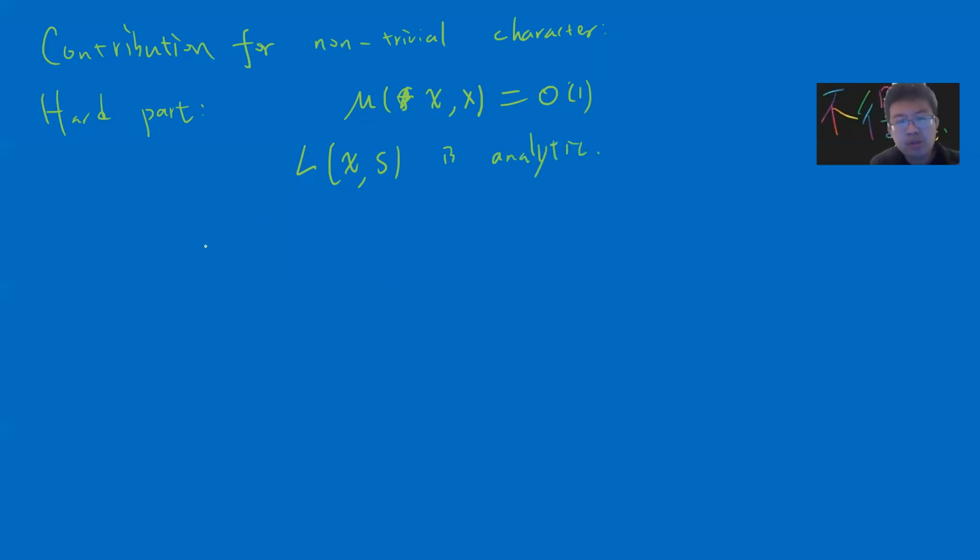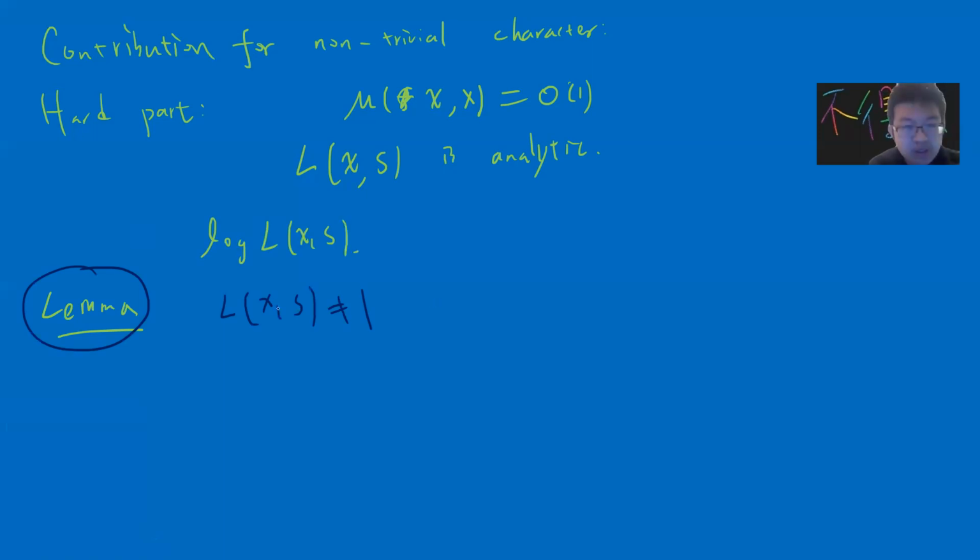I want to take a log of this. So let's assume a lemma. This is a lemma that's very difficult, and we will prove it in the next videos. I will spend a lot of time to prove this. The lemma is this: L chi of s is non-zero for chi not principal, at s equals 1. So this is our lemma.